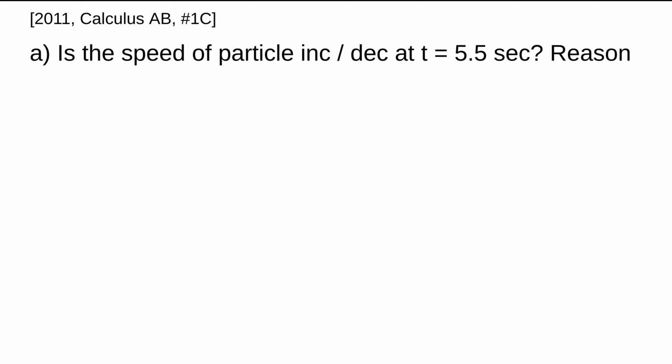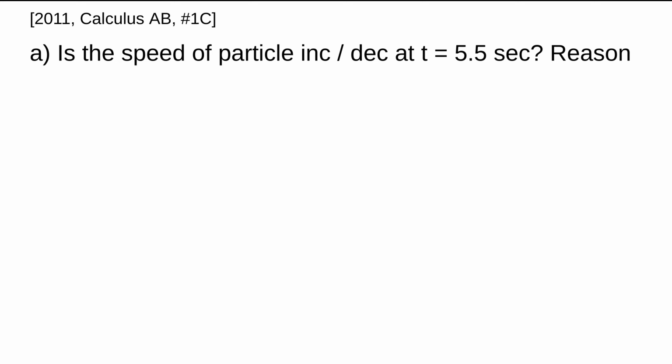This question is from 2011. It's question 1, and it is calculator active. In the question stem, we have a particle moving along the x-axis. Its position function x of t is not provided, but the functions for its velocity and acceleration are provided, and we are given that the position of the particle at t equals 0 is equal to 2.